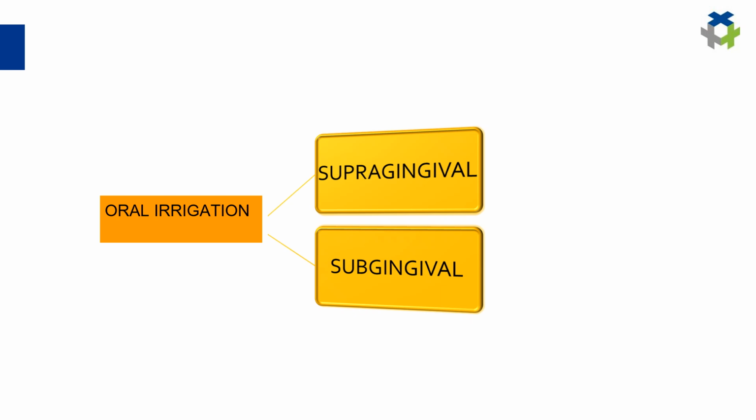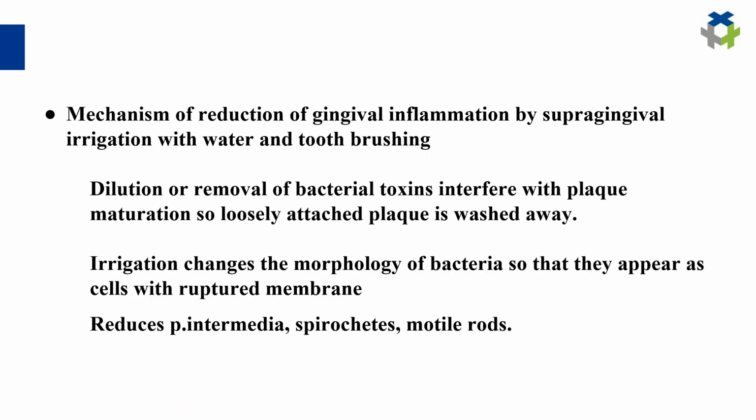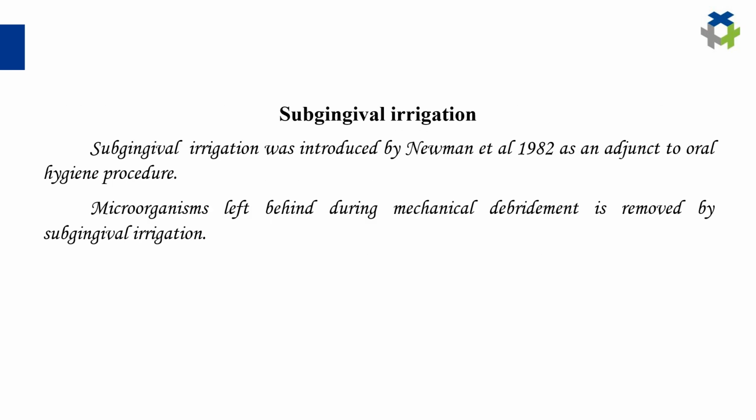Subgingival irrigation was introduced in 1982. Subgingival irrigation targets bacteria which are left behind after scaling, helping reduce the risk of disease progression. So for supragingival, the mechanism is dilution or removal of bacterial toxins, which interferes with plaque maturation, so loosely attached plaque is washed away. Irrigation will change the morphology of the bacteria so that they appear as cells with ruptured membrane. It reduces Prevotella intermedia, spirochetes and motile rods.